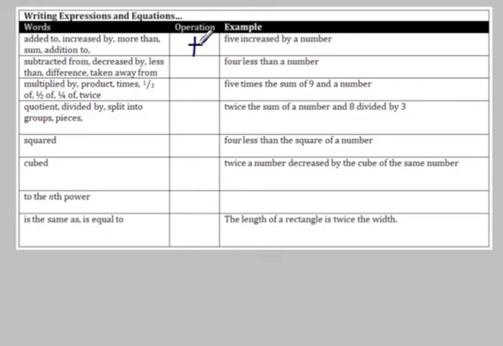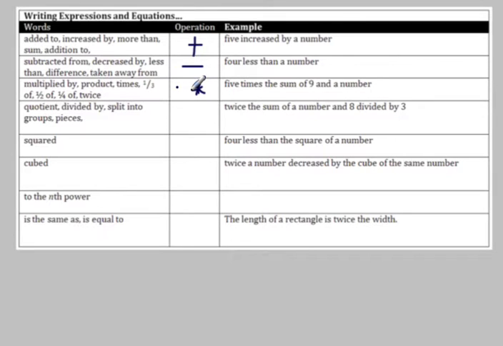If you see the words subtracted from, decreased by, less than, difference, taken away from, that's going to be a minus sign, or subtraction. So 4 less than a number is 4 minus a number. Also we see multiplied by, product, times, 1/3 of, 1/2 of, 3/4 of, twice. All of that means multiplication. Now in algebra we'll see multiplication either as a dot or as a star. We try to avoid using x for multiplication simply because we use x as a variable so often. So 5 times a number, for example, we would use that multiplication sign.